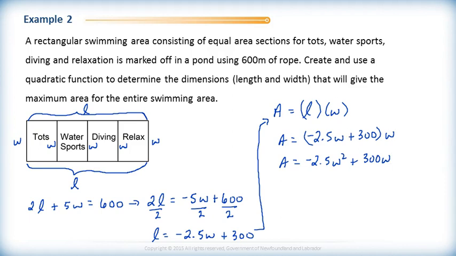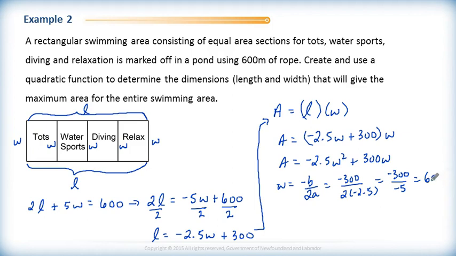Now we're only asked for the dimensions that will give the maximum area. We're not actually asked to get the maximum area. So negative b over 2a will give us the width that gives us the maximum area. So it's negative b over 2a, that's negative 300 over 2 times negative 2.5. That's negative 300 over negative 5, which is positive 60.